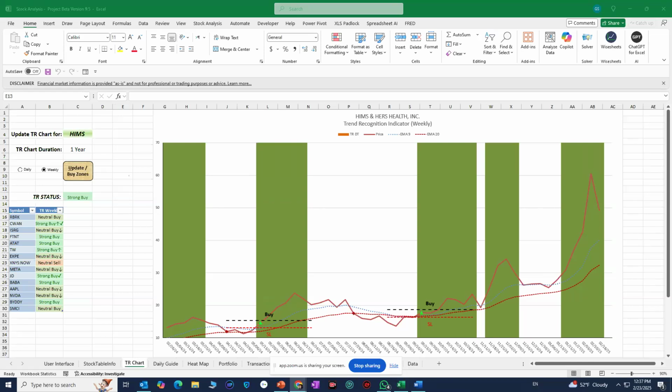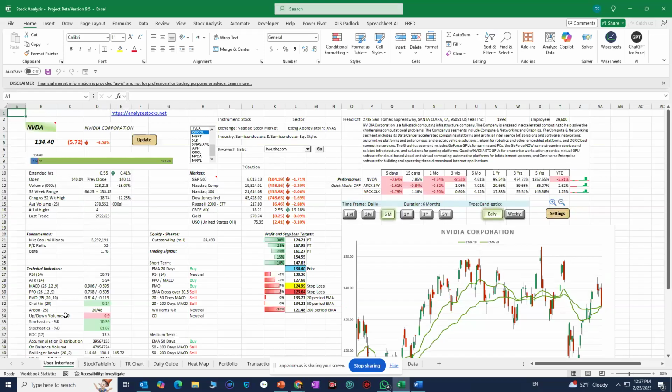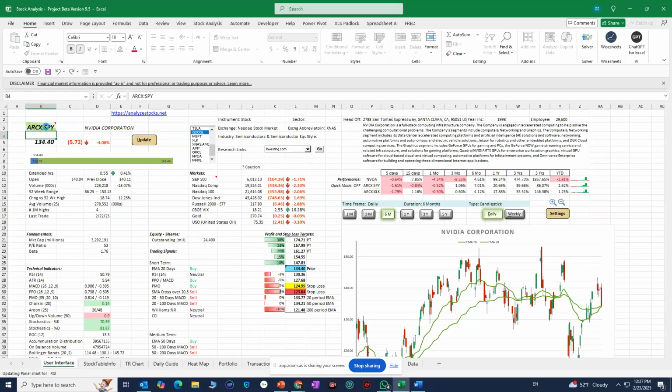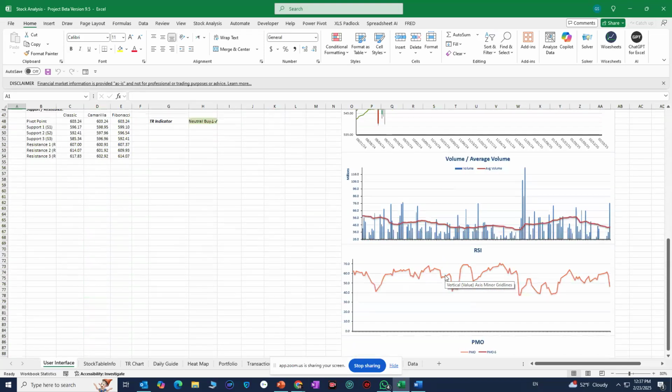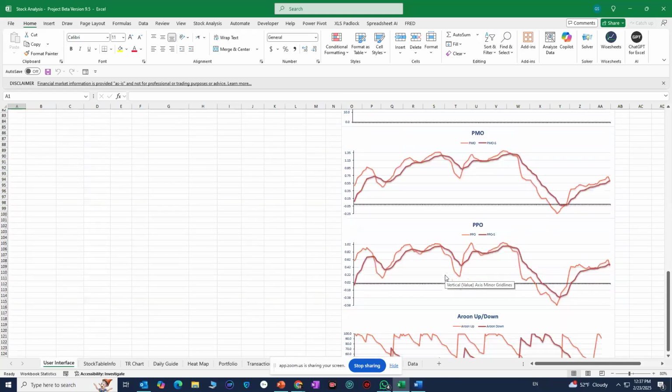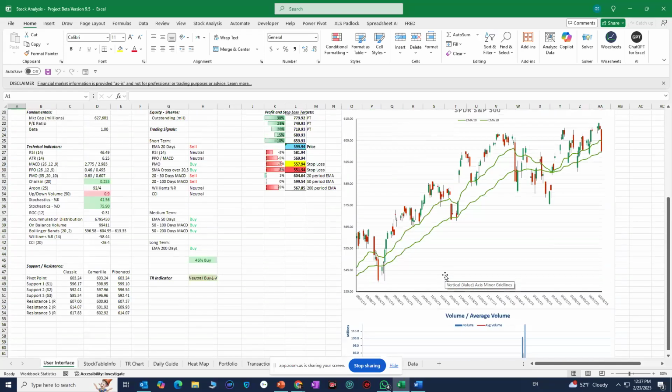How does it calculate? Yeah, you can do it on SPY and any ticker symbol which trades on the US stock market. For example, the SPY symbol in Excel is ARCX SPY. You go there, it analyzes it, and then it gives you a candlestick chart, and then you can have your own technical indicators like volume or RSI, PPO. There are 25 technical indicators.